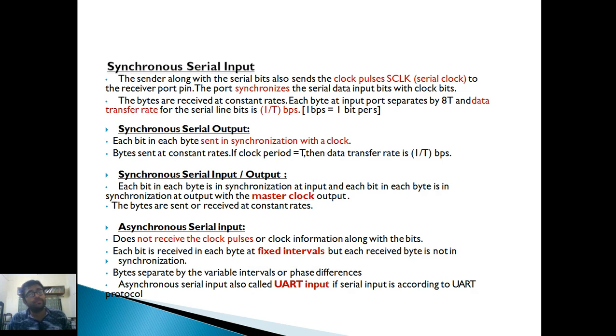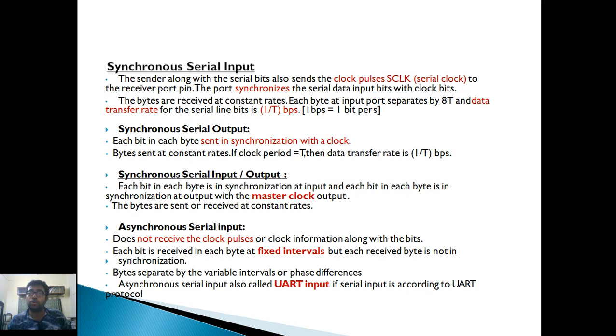Synchronous serial input. The sender, along with the serial bits, also sends the clock pulses, the serial clock, to the receiver port pin. The port synchronizes the serial data input bits with the clock bits. The bytes are received at constant rates. Each byte at the input port is separated by 8T, and the data transfer rate for the serial line bit is 1 by T bps, and bps means bits per second. That is what we have already learned, like Mbps, which means megabits per second. B is for bit, it is not for byte. Okay, so let's go to the next.